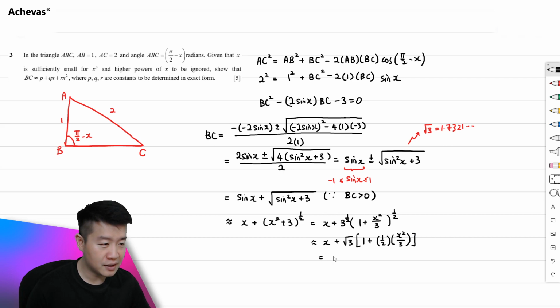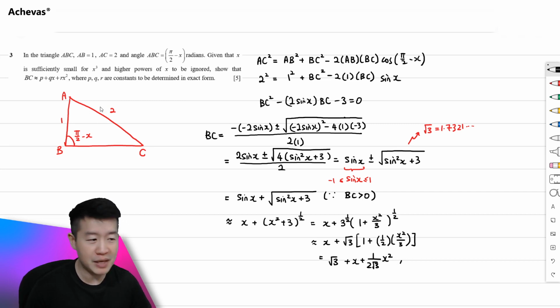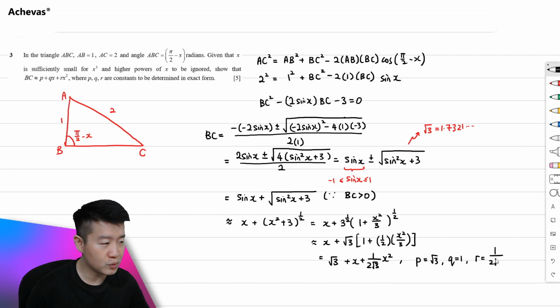So my final answer is going to be according to this, right? So my final answer is going to be this multiplied by this. So square root of 3, this by itself, so plus x. And then square root of 3 multiplied by this and this, it will be 1 over 2 square root of 3 x squared. And let's make sure that we answer the question. P, Q, R are terms to be determined. So P is square root of 3, Q is 1, and R is this 1 over 2 square root of 3. Okay.